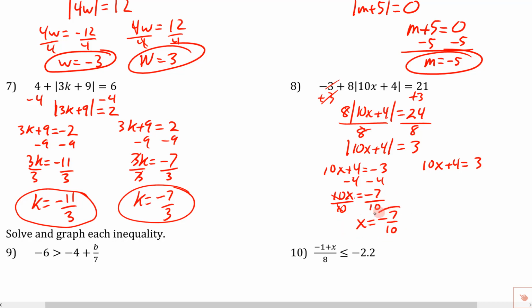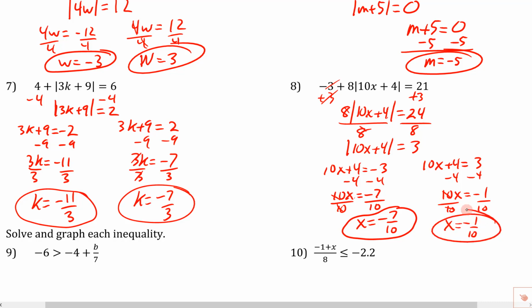We don't have to simplify it at all, so that's kind of nice. And then on this one, we're going to subtract 4. We end up with 10x is equal to negative 1. Divide both sides by 10. Of course, the 10s would cancel again, and we're going to get x is equal to negative 1/10. So we get two completely different answers there as well. Okay, so that's how we solve absolute value equations.